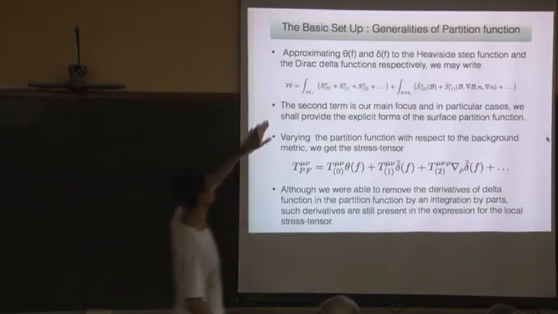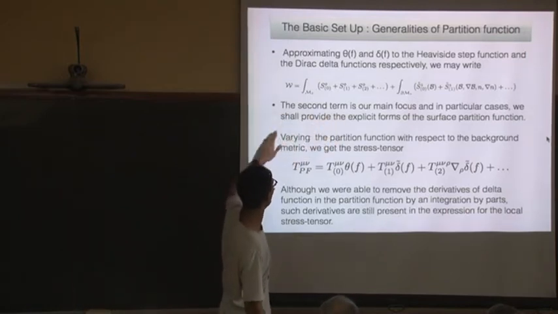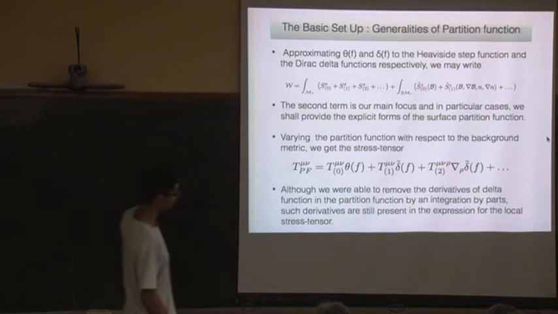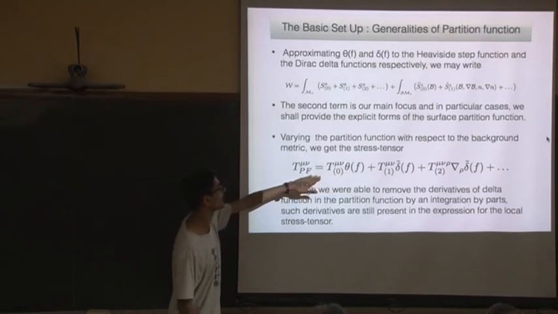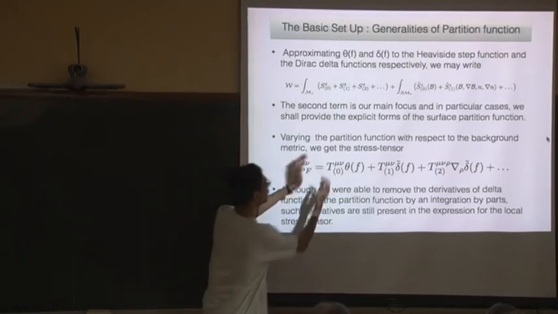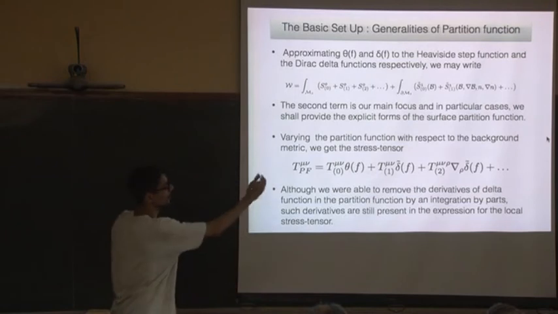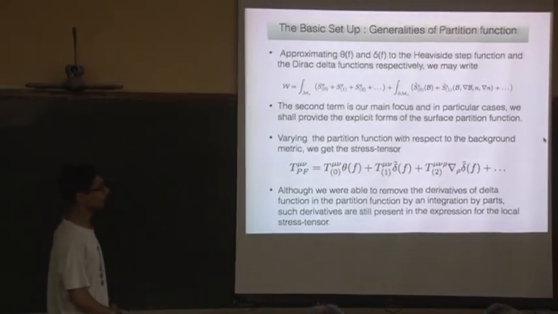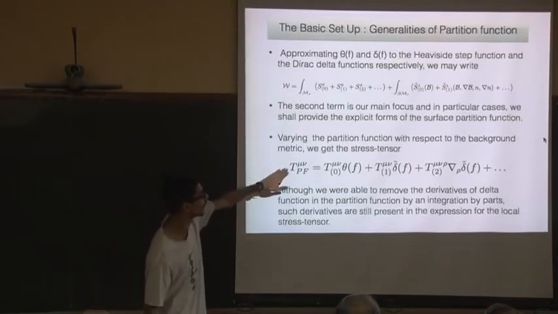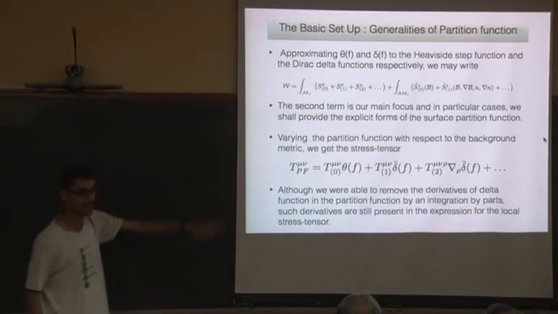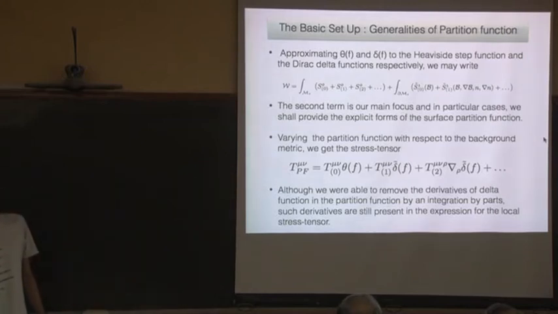So once I write down the partition function in that expansion, I can vary the partition function with respect to the background metric using some Euler principles, and we can get the stress tensor, which will also have a similar expansion like theta and then T mu nu, orders 1, 0, 1 and 2 like that. Also, we are able to remove the derivatives of the delta function in the partition function by integration by parts. So derivatives are still present here. Like this is not within some integral, and they have to be.